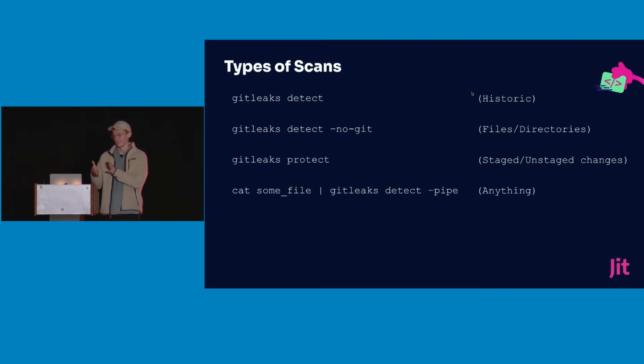You can also point Gitleaks at specific files. Then there is the Gitleaks protect command, which is used for scanning staged or unstaged changes in your Git repo. This command is actually used for the pre-commit hook, and you can use it in a Git hook, for example. And a feature that I just added was scanning anything. So you can type whatever you want to Gitleaks, and it will just start scanning for secrets.